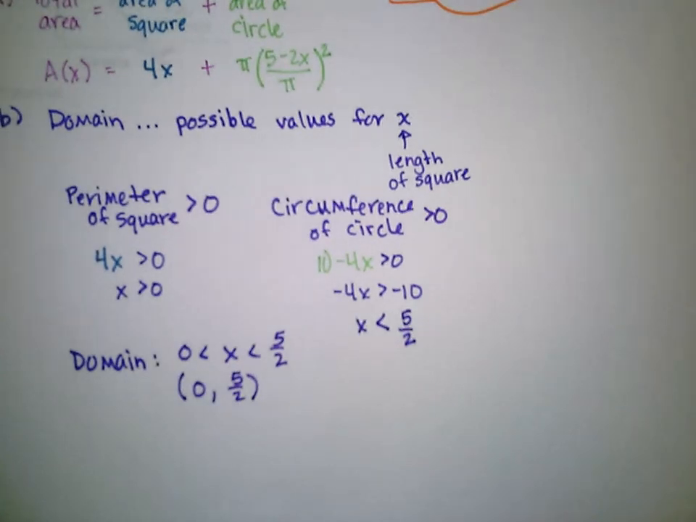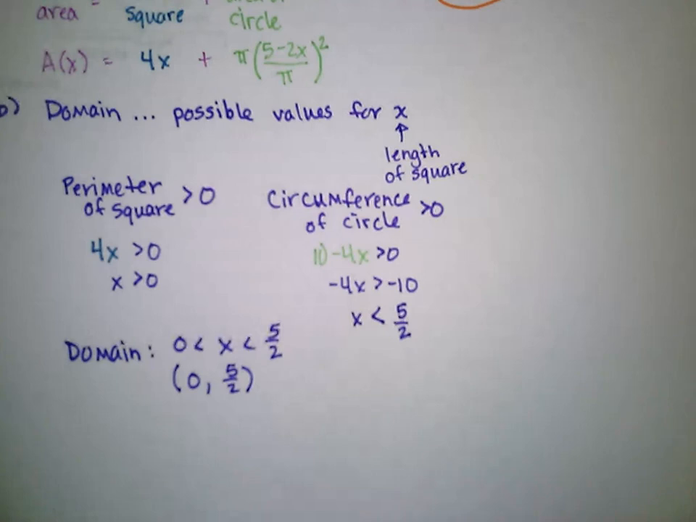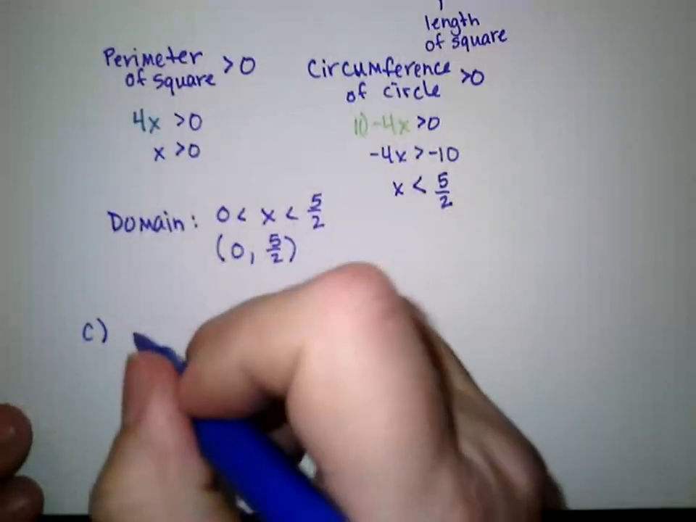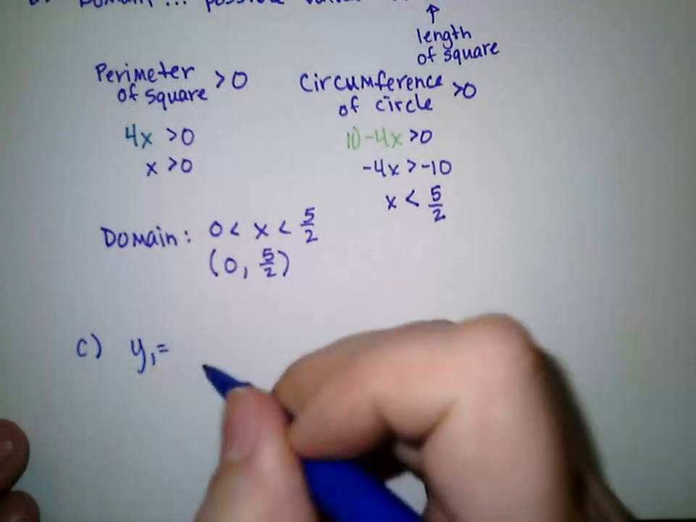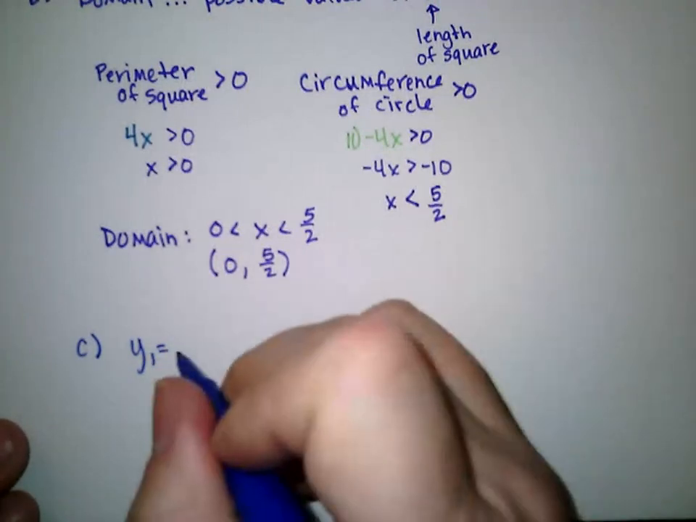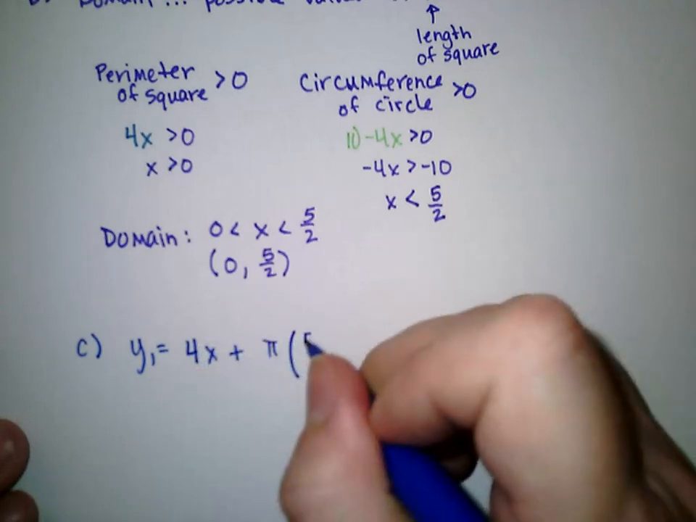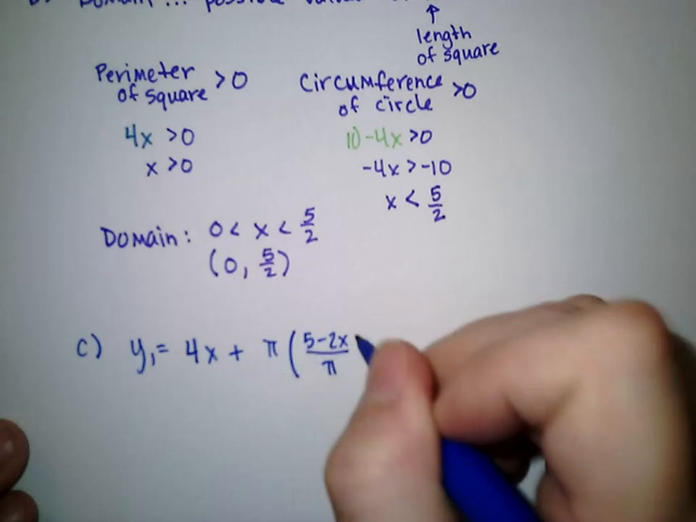Okay, part C. Part C wants us to graph A of x and tell for what value of x the area is the smallest. So we will use our graphing calculator to make that graph. We're going to graph y1 equals that formula that we came up with, 4x plus pi times 5 minus 2x over pi squared.